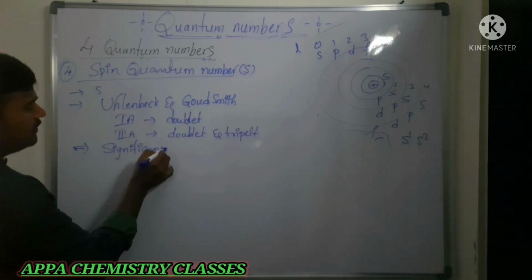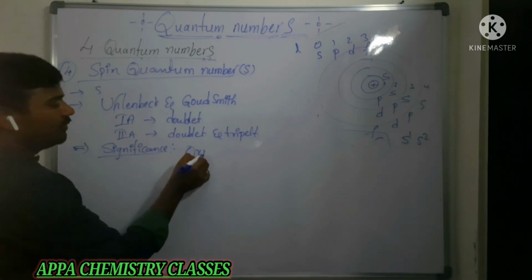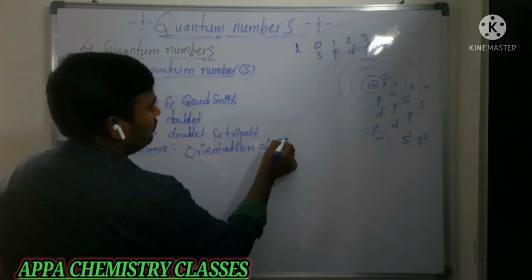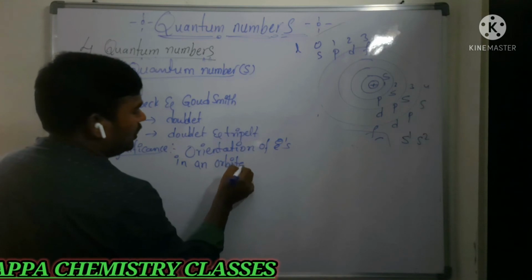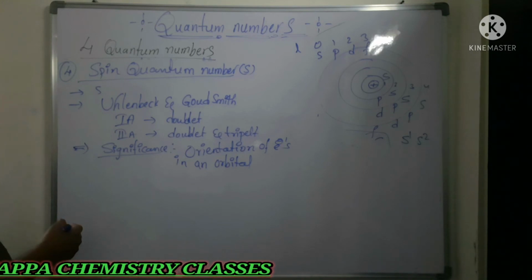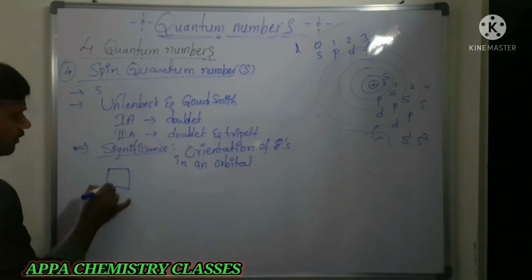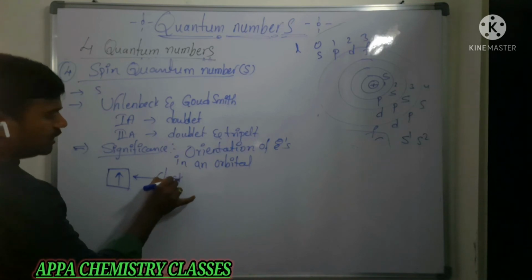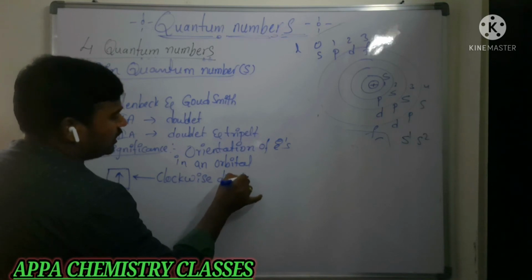The significance of the spin quantum number is that it signifies the orientation of the electron in an orbital. Orientation of an electron in an orbital is given by the spin quantum number, which signifies how the electron is oriented in an orbital. If this is an orbital and the electron is oriented in this direction, it is called clockwise orientation, the clockwise direction of electron orientation in an orbital.